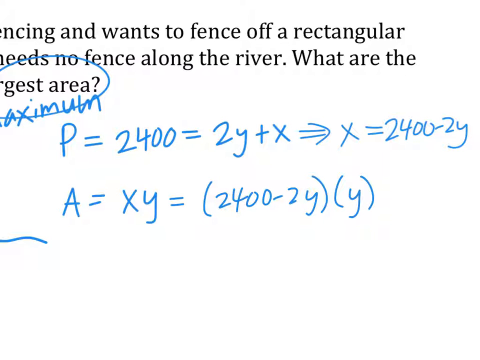Again, make sure you look at the question. They will always tell you which one do I want to be the largest or which one I want to be the smallest. It will only be one of the equation. The other one is just used to substitute. All right, so this is 2400y minus 2y squared. All right, what do I do next?